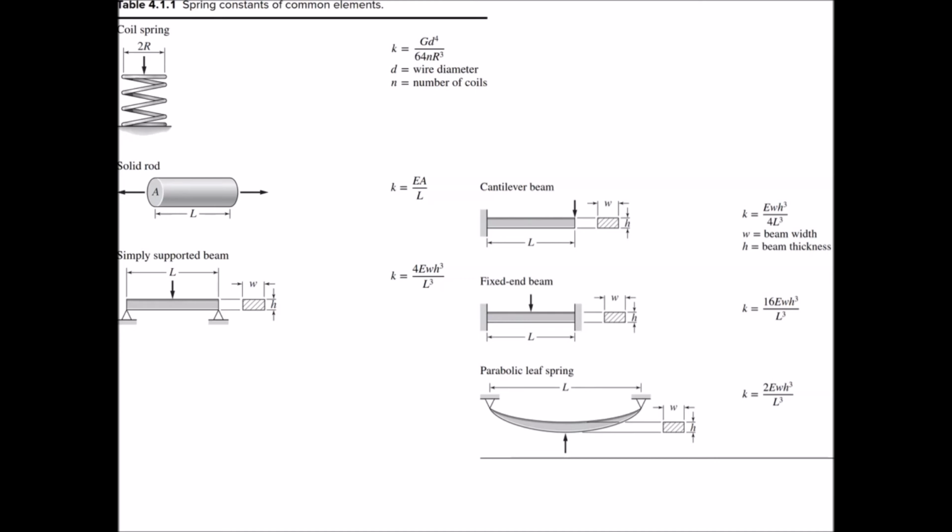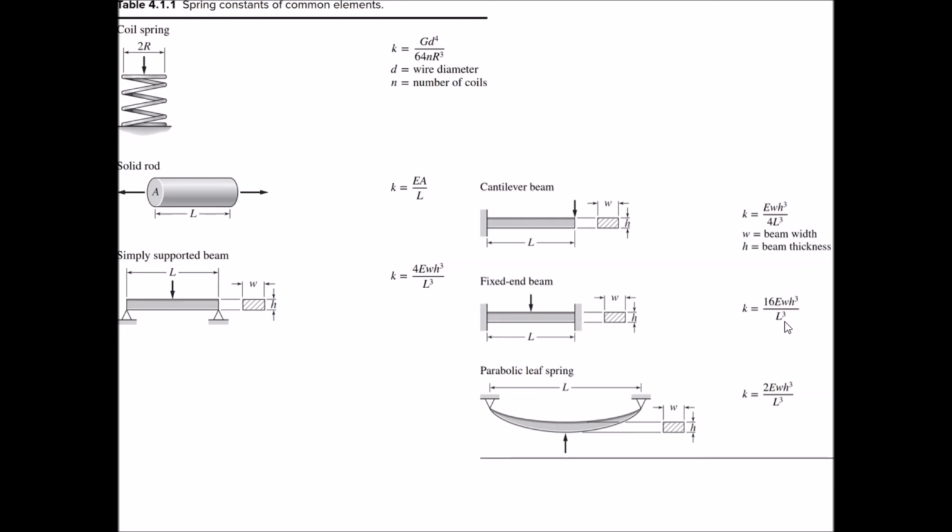Well, we could have referenced back to table 4.11 here, our spring constants for common elements, and noticed if we go down just right and found it, there's our fixed end beam right there. There's our length L, there's our center load right there. There is the profile with our width and our thickness there, and it gives us that K value right there, K is equal to 16 E times W H cubed over L cubed there. So we could have gone right to this chart from the beginning, just based off of what they gave us in the problem, and that was our final answer right there.